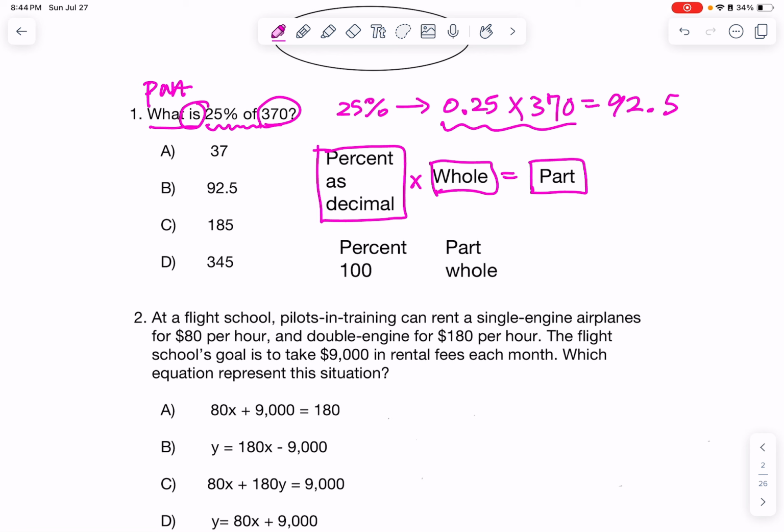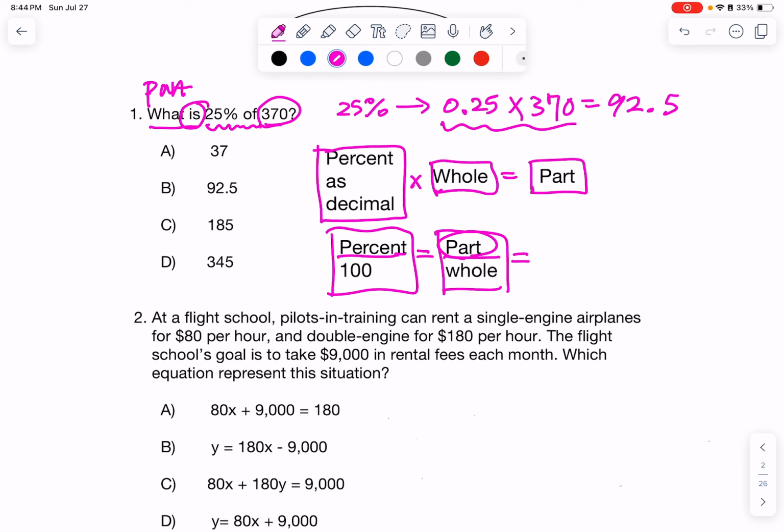Or we can set it up as a percent as a fraction, which is percent over 100 should be equal to part over total as a fraction. Then what represents the part in the problem? If you see the word "is," that represents the part, and the whole number is represented by the word "of." So you can set up is over of to make an equation.